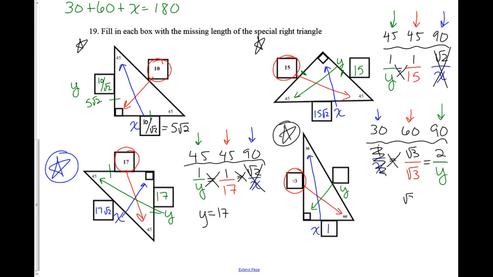So I have the square root of 3 times y is equal to 2 times the square root of 3. I divide both sides by the square root of 3 to get y all the way by itself. And when I do that, I get y is equal to 2. So I place that into my diagram. On to the next page.